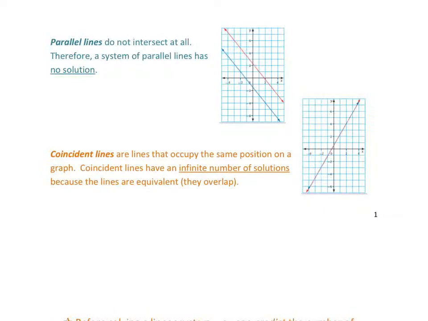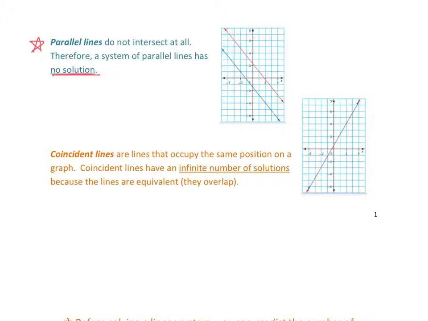So let's look at a couple of definitions. The first definition we want to look at is what are parallel lines. Parallel lines are lines that run side by side but never actually touch. They do not intersect at all. Therefore, a system of parallel lines will have no solutions because the lines will never meet or touch. And if we look back to lesson 8.1, that's what it meant for a linear system to have a solution: it was the point where the lines intersected.